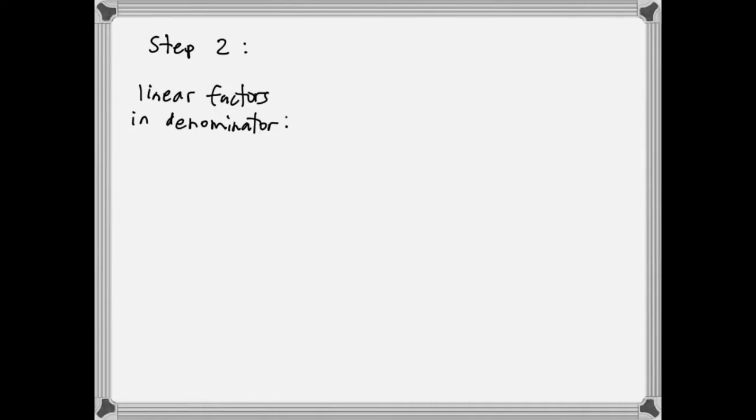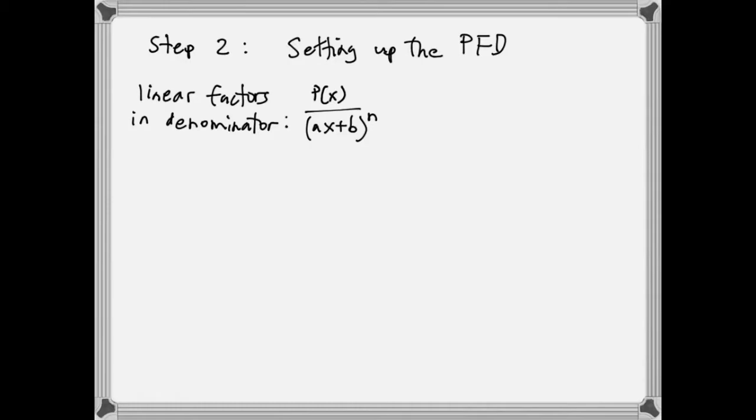So if you have linear factors in the denominator, that means that your fraction looks something like this. You have p of x over some linear factor, let's call it ax plus b, and it's to the nth power. So this one we're going to call setting up the PFD.